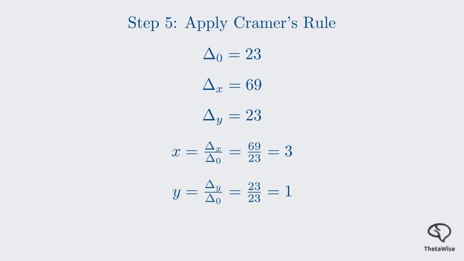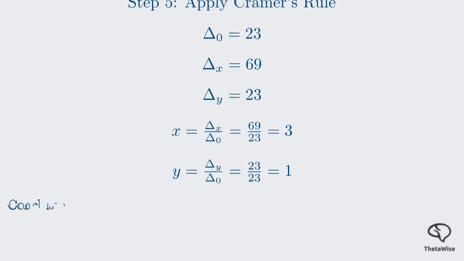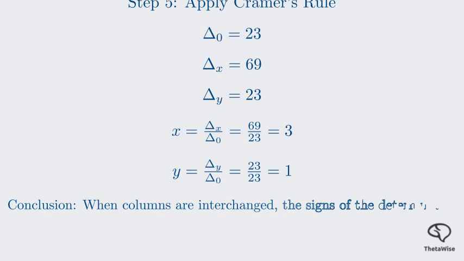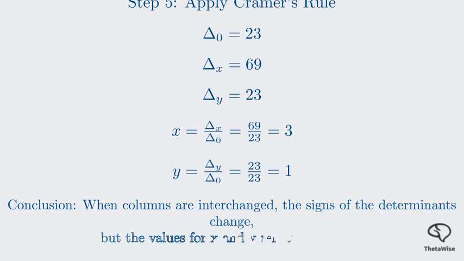This leads us to a very important conclusion. When the columns are interchanged, the signs of the determinants change. We saw delta 0 go from negative 23 to 23, delta x from negative 69 to 69, and delta y from negative 23 to 23. They all flip signs. But the final answers for x and y remain exactly the same. This is because the sign flip in the numerator and denominator cancels out. The system of equations itself hasn't changed, only the way we wrote it down. This demonstrates the consistency and power of Cramer's rule.